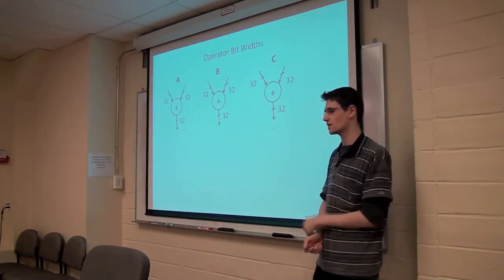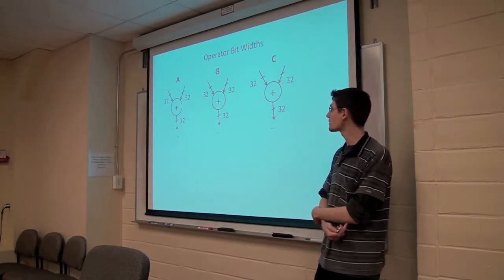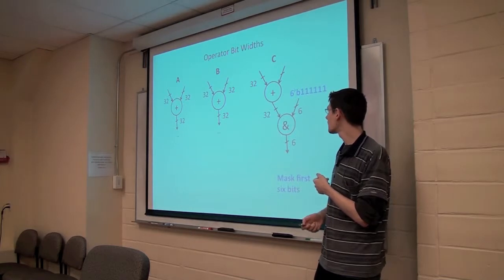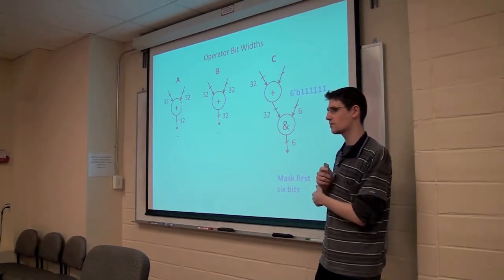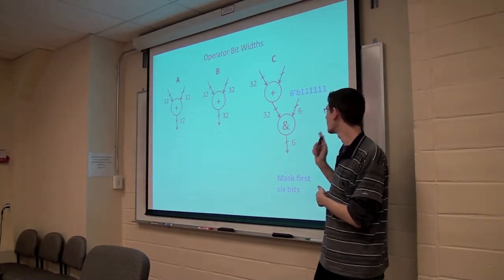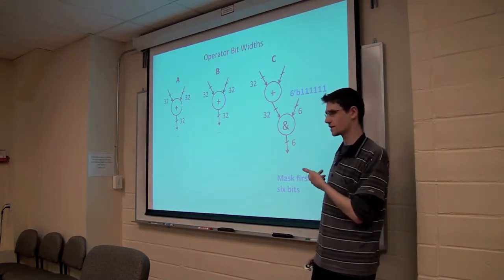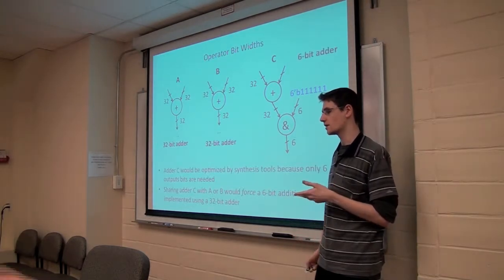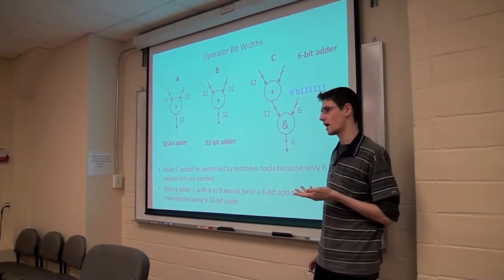So let's consider a small example. Let's say we have 3 additions, 3 adders, each are 32 bits. But let's say that for adder C, it feeds directly into a bitwise AND by a constant, binary 6 bits, so 63 constant in binary. What this does is it masks the first 6 bits of the addition. And so most synthesis tools then will recognize this and optimize this to just a 6-bit adder.